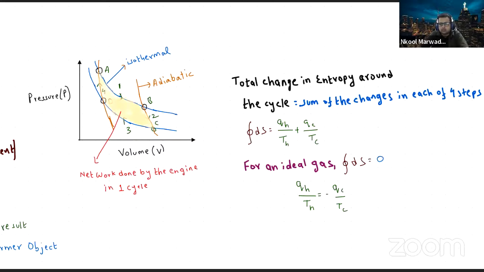Or I can take Q terms together and T terms together. QH by QC is equal to minus TH by TC. This is for an ideal gas.